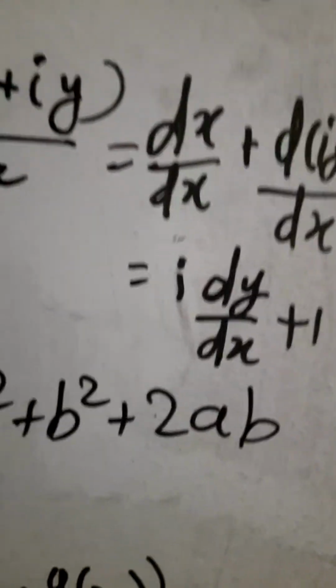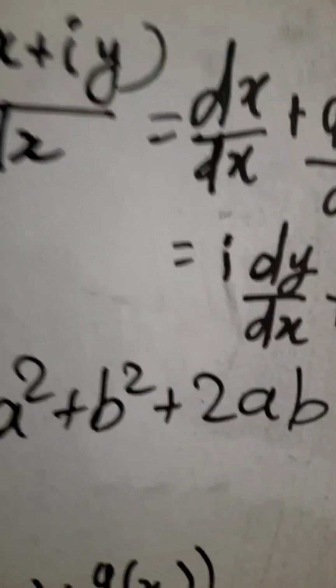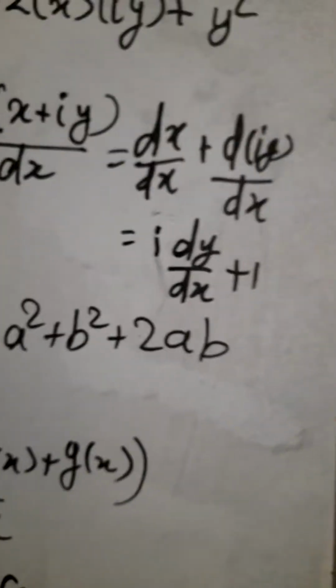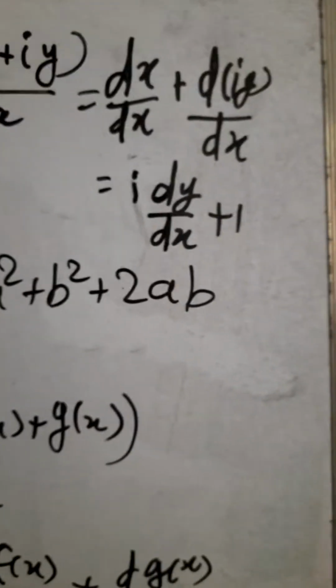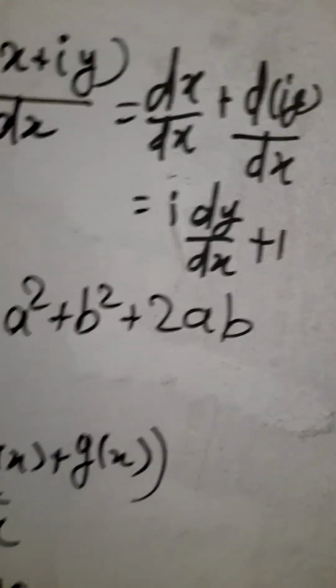Now, let me see. dy by dx is equal to, okay. Now we found these out. Now we found z square.